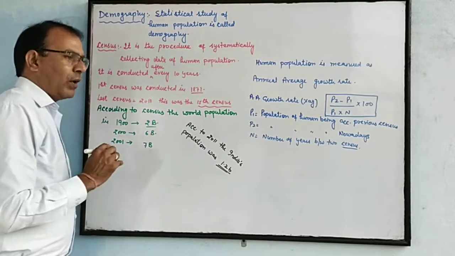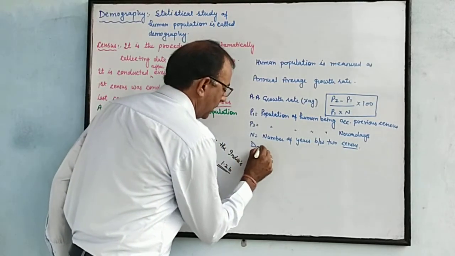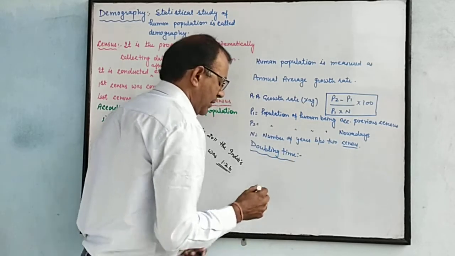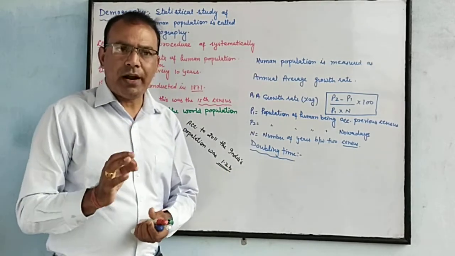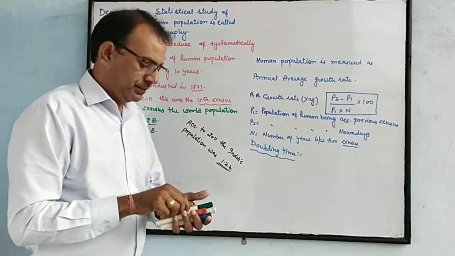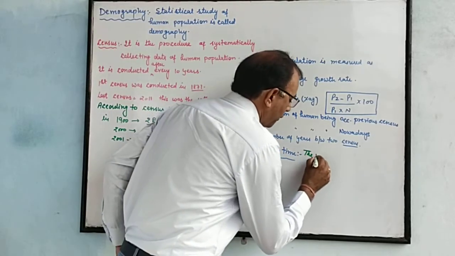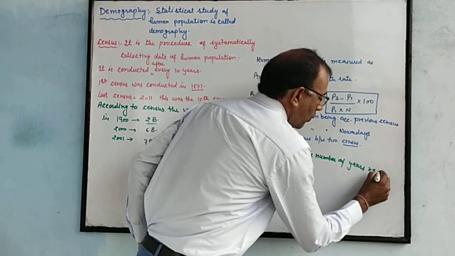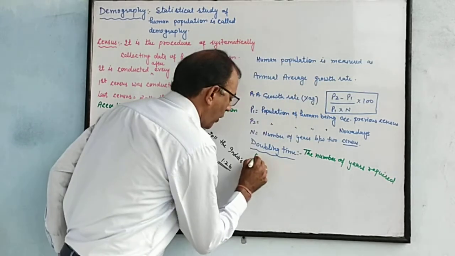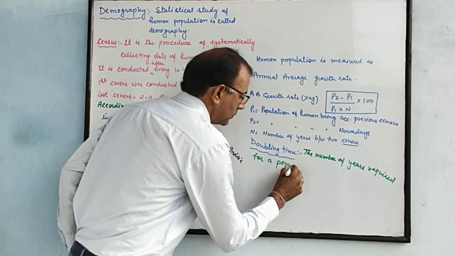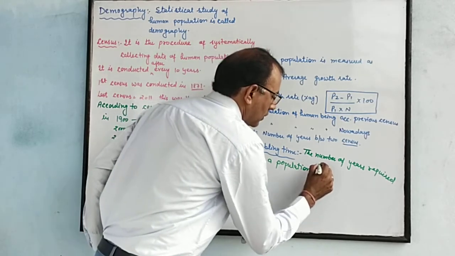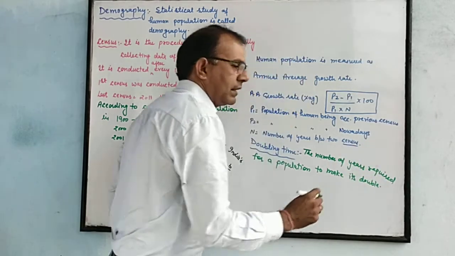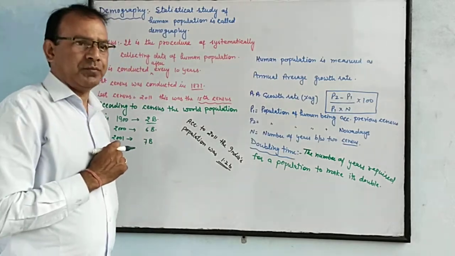Clear? The next one is, what is doubling time? Doubling time means the number of years required for a population to double. That is called doubling time period.